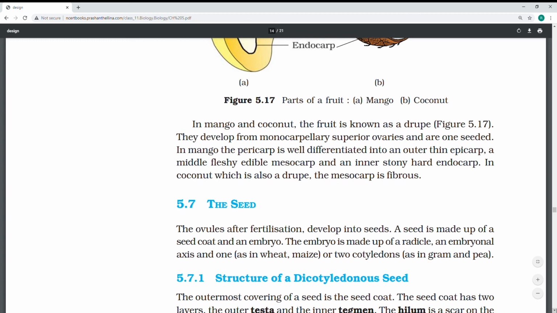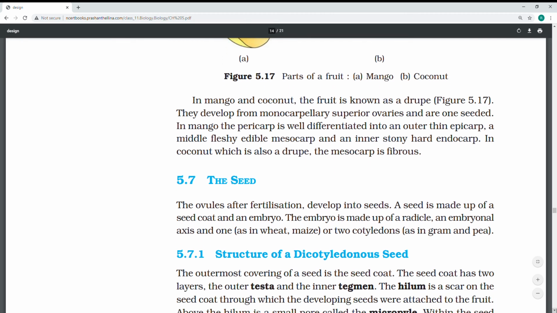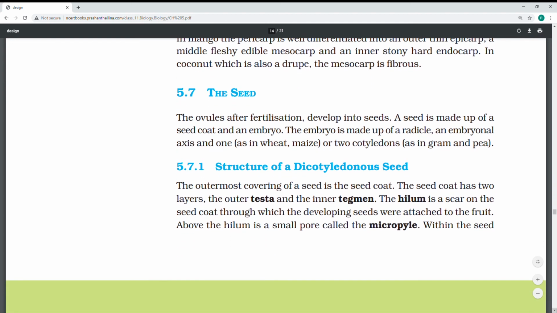You see, seed is a post-fertilization product of the ovule. A seed is covered by two walls, namely the outer wall called testa and the inner wall called tegmen, which develop from the two integuments of the ovule. A seed that contains endosperm is called an endospermic seed, albuminous. An example is maize. A seed without endosperm is called a non-endospermic seed.